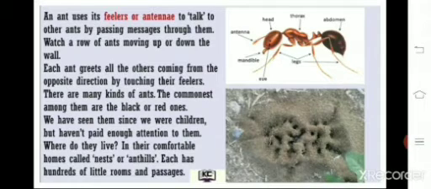Where do they live? They live in ant hills. Their homes are called nests or ant hills. Each has hundreds of little rooms and passages. Here it refers to the ant hill. An ant hill has hundreds of little rooms and passages.